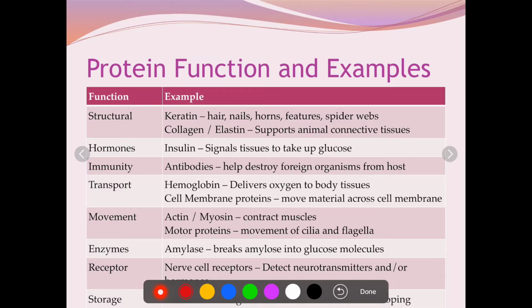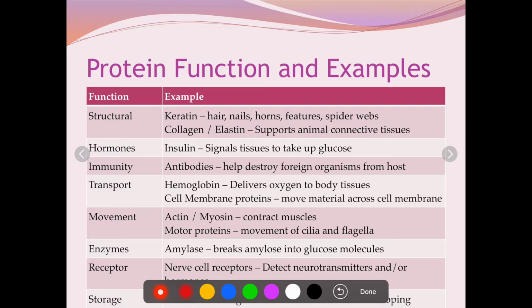Hormones. Some hormones are lipids. Others can be proteins. So for example, insulin, that is going to be a protein. Your immune system has antibodies that help destroy pathogens, so it's important that you have proteins for that. Transport, such as hemoglobin, is going to transport oxygen throughout your body. Cell membrane proteins are transporting materials through the membrane.